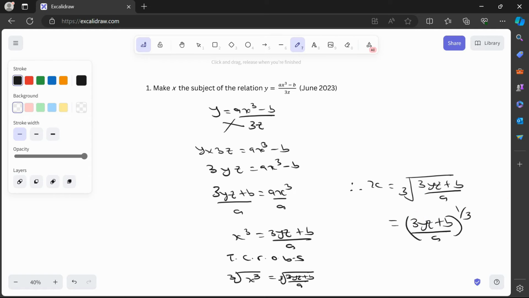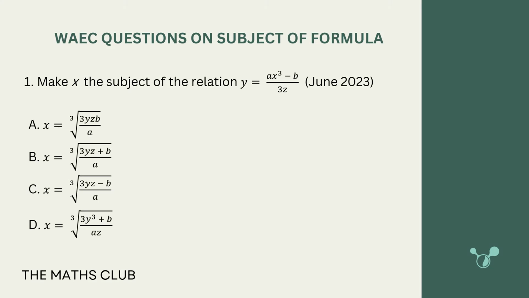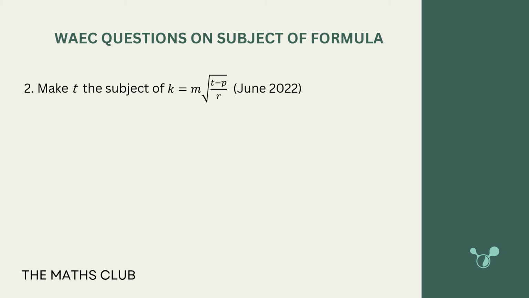Let's see if we're correct. So if I look at it, that should be option B. Great. Next question says that we should make t the subject of k is equal to m square root of t minus p all over r. I want you to pause the video and try it out yourself.